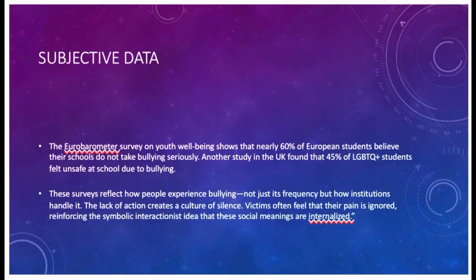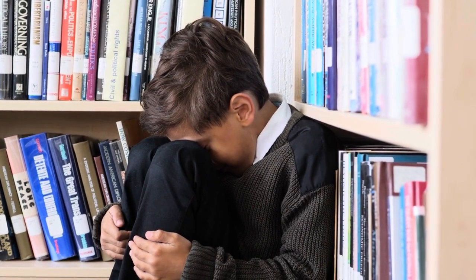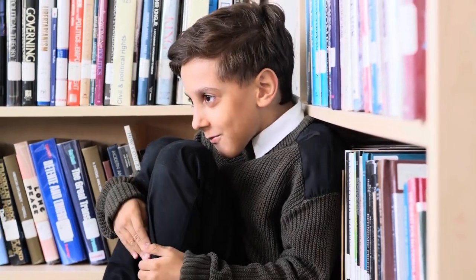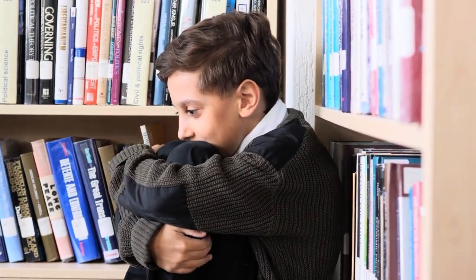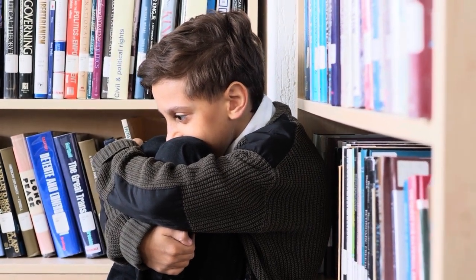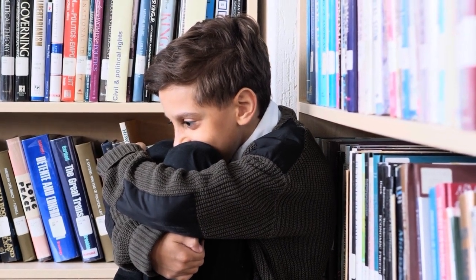Now we should focus on subjective data. The Eurobarometer survey on youth well-being shows that nearly 60% of European students believe their school does not take bullying seriously. Another study in the UK found that 45% of students felt unsafe at school due to bullying. These surveys also tell us how people experience bullying, not just its frequency, but how institutions handle it, because the lack of action creates a culture of silence. The victim often feels the pain is ignored, reinforcing the symbolic interactionism idea that these social meanings are internalized.